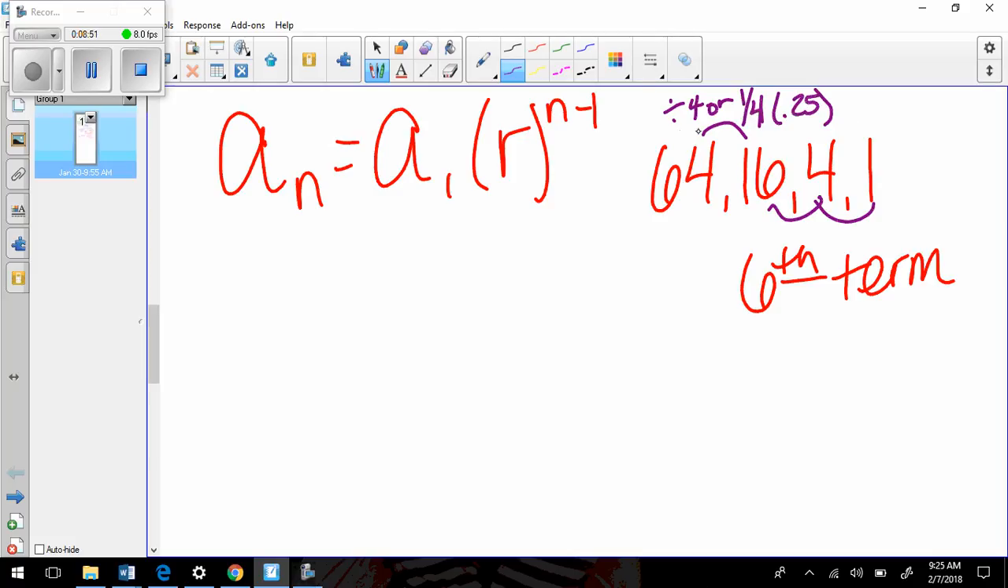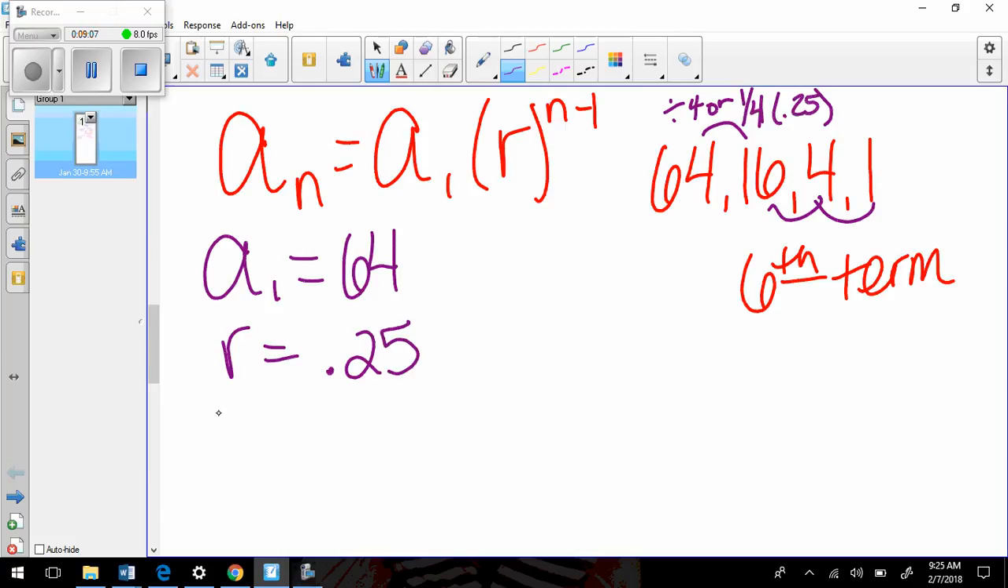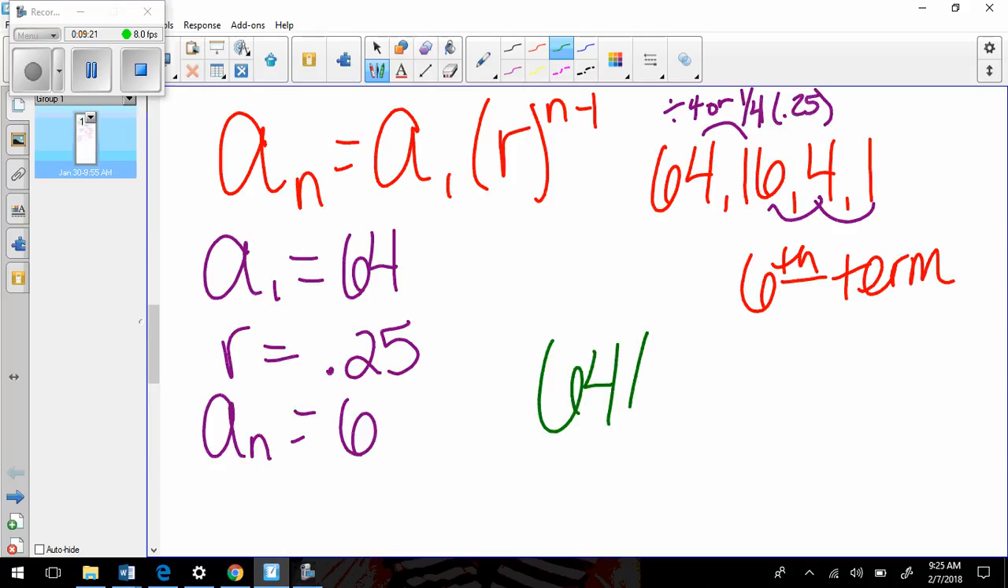I do not do division. We can never put a division in there. So I am going to use 1/4 or 0.25 for my rate. The first term is going to be 64. My rate will be 0.25. And the term I want to know is the 6th term. So now I'm going to plug these numbers into my equation: the first term, 64, times the rate, 0.25, to the 6 minus 1.